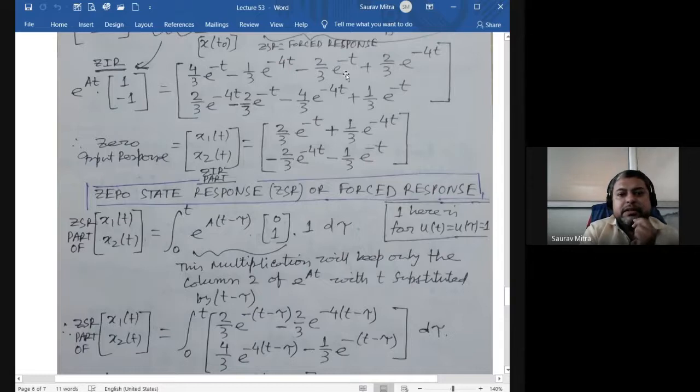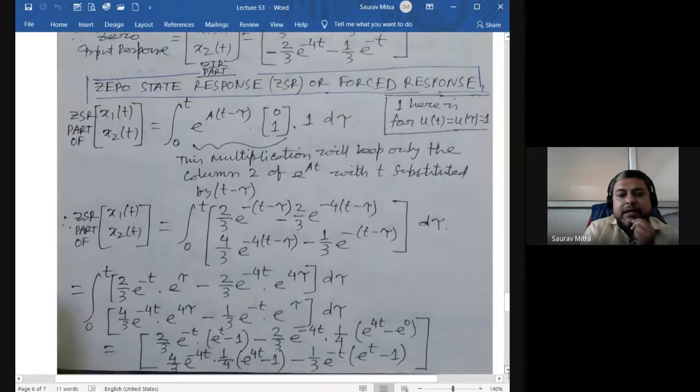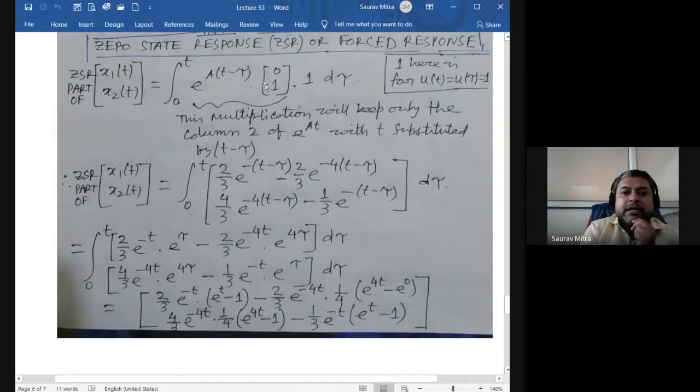So 2 by 3 e raised to minus t minus 2 by 3 e raised to minus 4t, this will prevail, and 4 by 3 e raised to minus 4t and minus 1 by 3 e raised to minus (t minus tau). So you are finding that the same second column prevails, because it is given here as 0 and 1. Whatever is the second column in e raised to A(t minus tau), that will prevail here. Again the same thing: here this is e raised to A(t minus tau), this is B u(tau). Okay, so u(tau), u(t) is equal to 1.